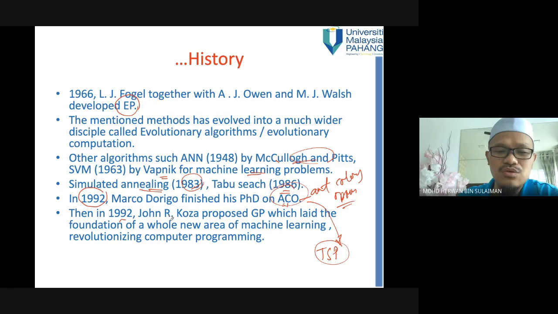And then in 1992, John R. Koza proposed genetic programming. This one is an extension. Okay, which laid the foundation in a new area of machine learning and revolutionized computer programming. So I have never done genetic programming. ACO, I attempted the algorithm, but not yet because I don't understand some terms. I can see that this is very superior when you have a problem that has a route to get the optimized route. But in terms of power, I think certain researchers have done work to solve power problems, but I don't get any motivation for me to implement this.